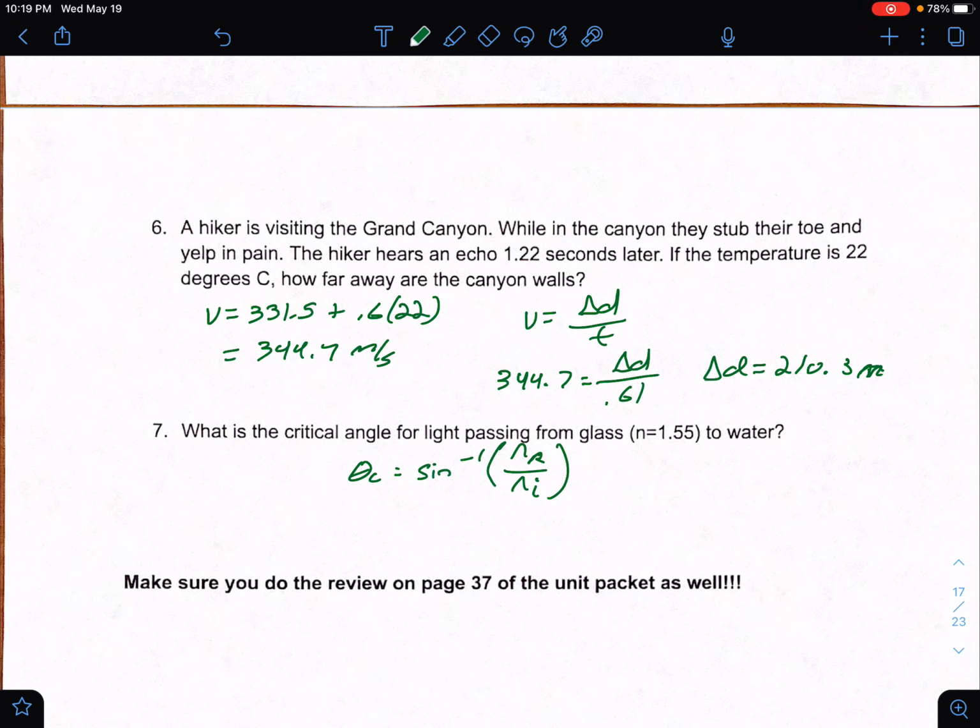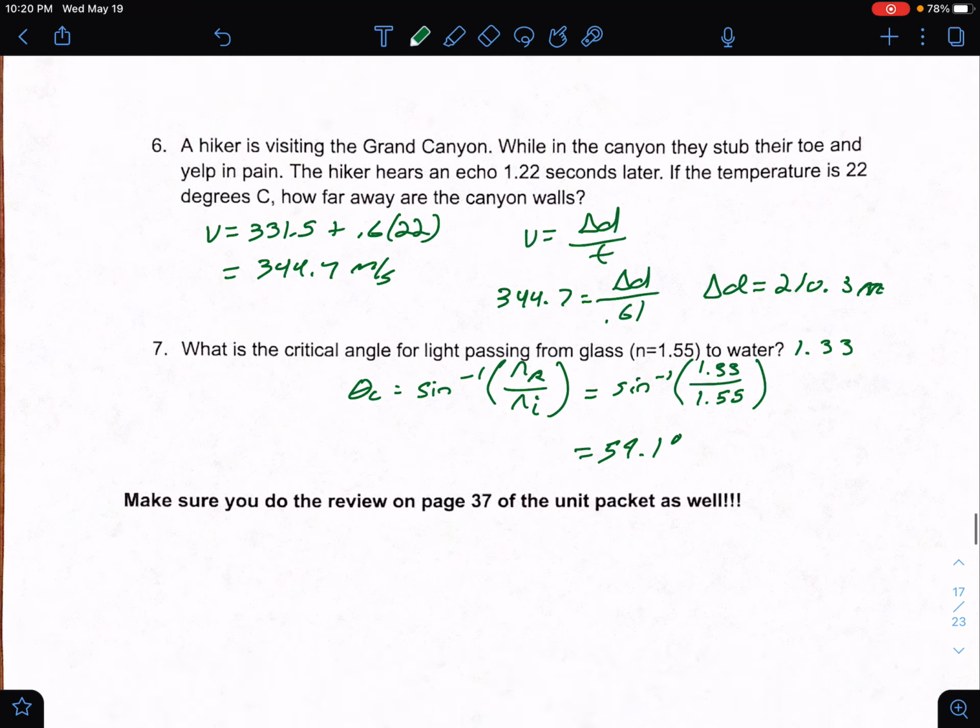Okay, so if I'm going from glass to water, you should have the chart. Water has 1.33 index of refraction. So what I would do is inverse sine. I'm going from glass to water, so that means glass is going to be my NI, my incoming. So I'm going to put 1.55 on bottom. I'm going to water, so this is going to be 1.33 on top. If you're in degree mode, make sure you're in degree mode. This should come out to 59.1 degrees. Okay, so that is your critical angle.